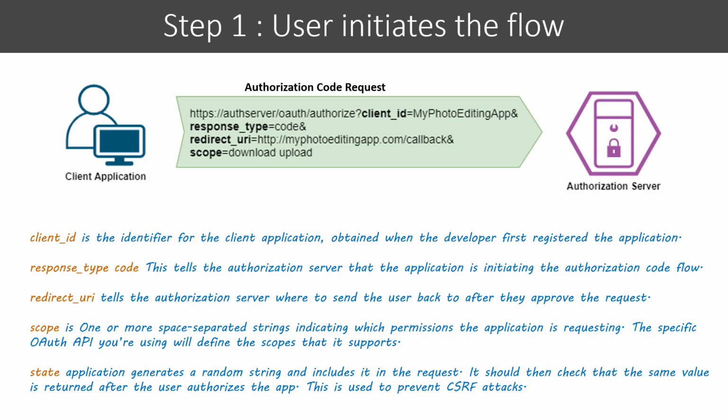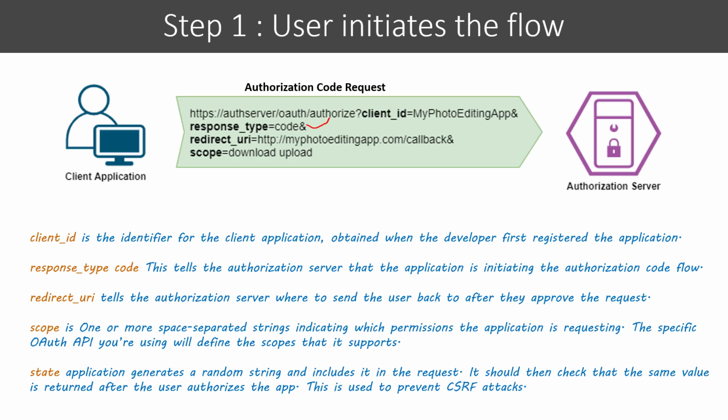So the first parameter is client ID. Client ID is the identifier for the application obtained when the developer first registered the application. Next parameter is response type. So you can see we are passing the response type as code. This tells the authorization server that the application is initiating the authorization code flow.